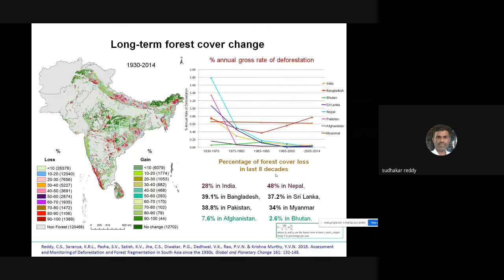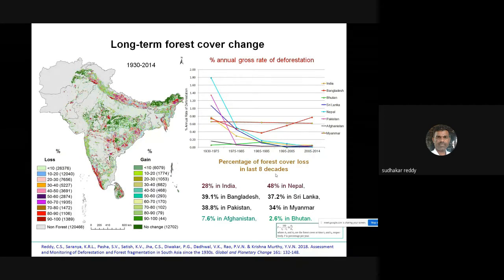This study has quantified the loss of forest cover for the last 8 decades, and it shows that India had lost around 28% of forest cover in the last 8 decades. Similarly, Bangladesh lost around 39.1% of forest cover. Then Pakistan, Sri Lanka, Myanmar, as well as Nepal. There was least deforestation in Bhutan, only 2.6% of forest cover loss in the last 8 decades, followed by Afghanistan, which showed around 7.6% of forest area loss.